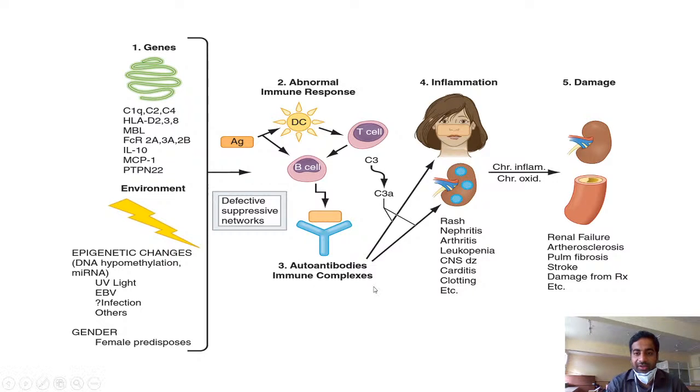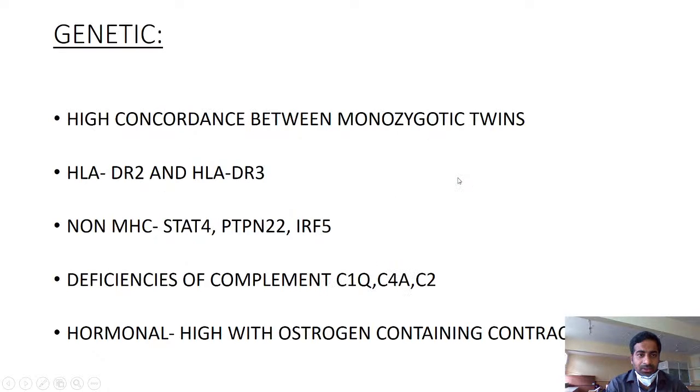If that inflammation is prolonged, the chronic inflammation along with oxidation will lead to complete damage like end stage renal disease, atherosclerosis, pulmonary fibrosis, stroke. All these are the long-standing effects of SLE. If you're not treating, then you can completely see the damage of multiple organs. So this is the main pathophysiology in SLE.